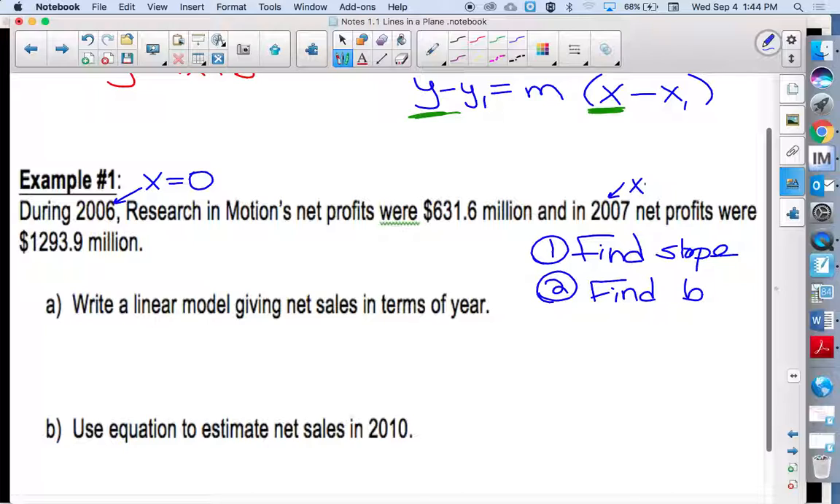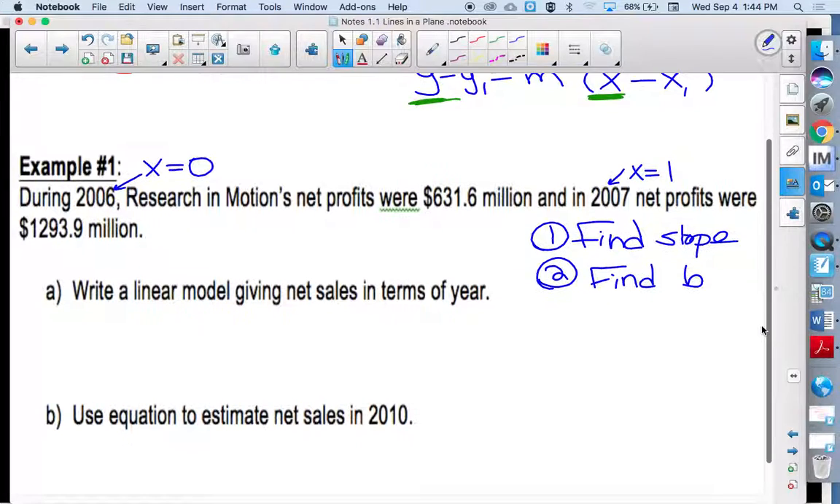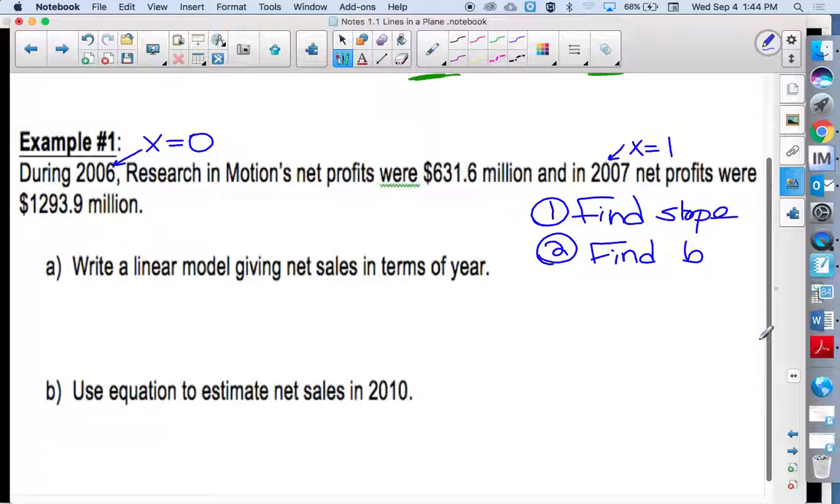2007 is just 1 year later, so then I would say 1. But if it was 2008, then it would be 2 years later, so we would say 2. So we will never use the actual year. We'll always use a number to represent it. So calculate the slope by knowing that at 0, which is the initial year, that's how much money the company made. And you don't have to put in all the zeros. That's what the word million is there as a label. And then at the year 1, we have the 1293.9.